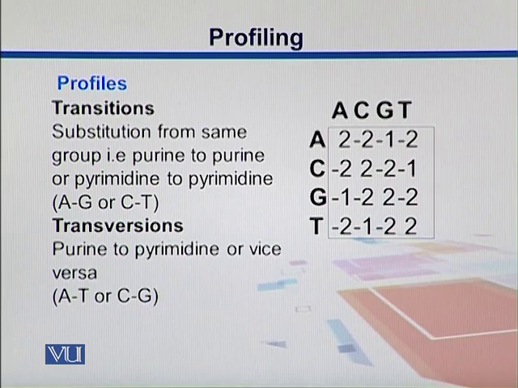In this example, if we have a change where we have a transversion, a combination between A and T or C and G, then in that case you will penalize it more.